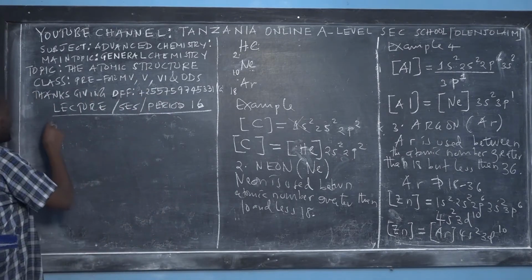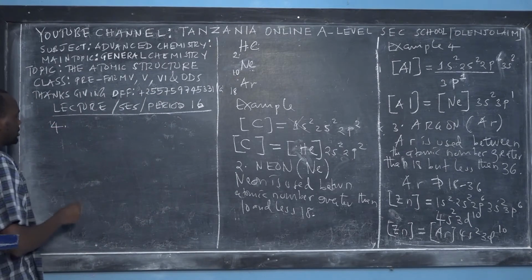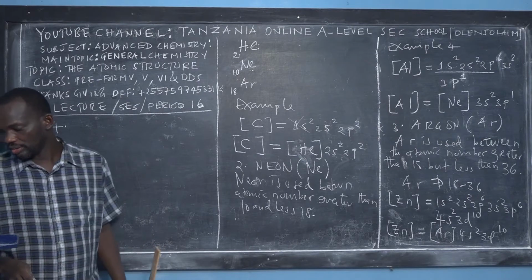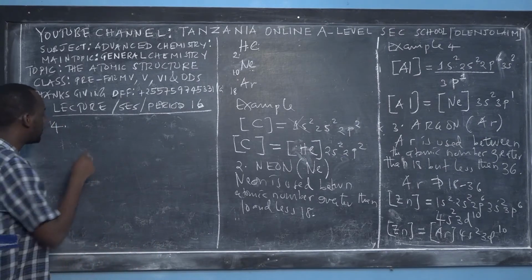So let us go for other elements. The next element is number 4. This we call krypton. Say krypton.